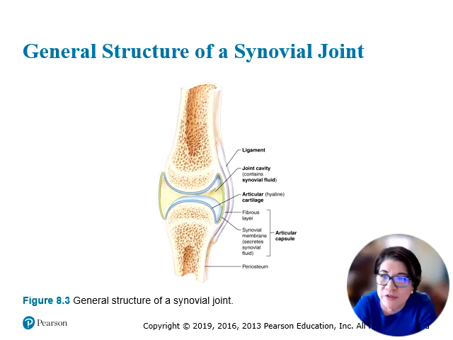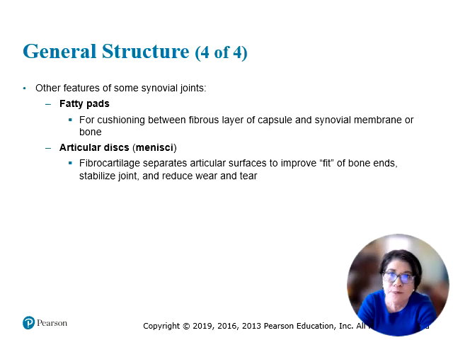Okay, so here are your different parts. You've got the ligament here on the outside, and that connects bone to bone. Here's your joint cavity, and then you have articular cartilage there. The fibrous layer is here, and then you have the synovial membrane. Together that makes the articular capsule. And then this is just periosteum, the covering of the bone there. So those are your general parts to synovial joints.